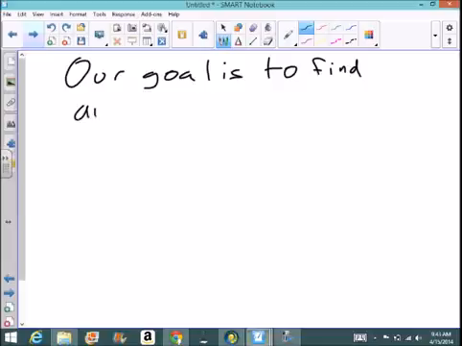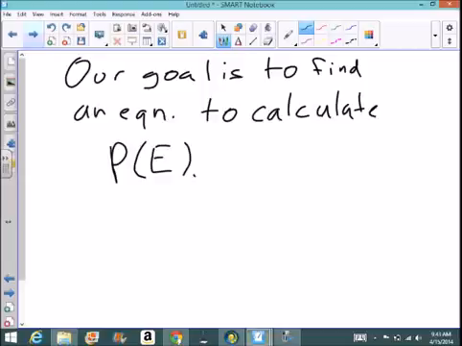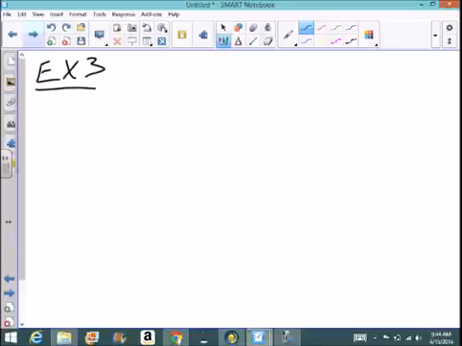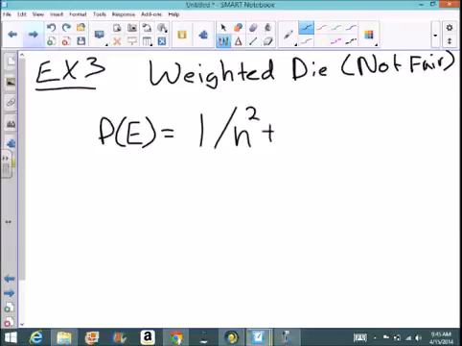Sometimes it's easier if we can find an equation that will help us calculate the probability. So one of our goals is to write an equation that gives us the probability of an event occurring. However, in the next example, we'll see that those equations are not always accurate. So example number 3 suggests that we can weight a die. That would mean that it is not fair. And they say that they offer an equation that will give us the probability of an event occurring.